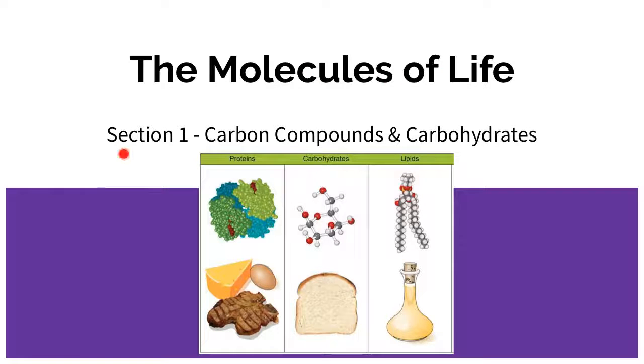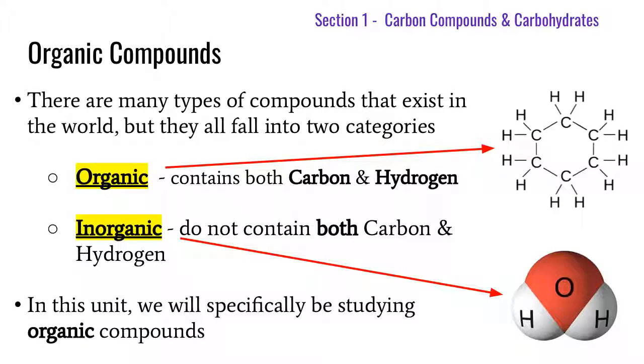Today we're going to be working on a new unit in biology, which is the molecules of life, and we're going to be on section 1, which is going to cover carbon compounds and carbohydrates. Today we're going to start by talking about what is an organic compound. An organic compound is something that's really important for us to know and to understand throughout this entire unit.